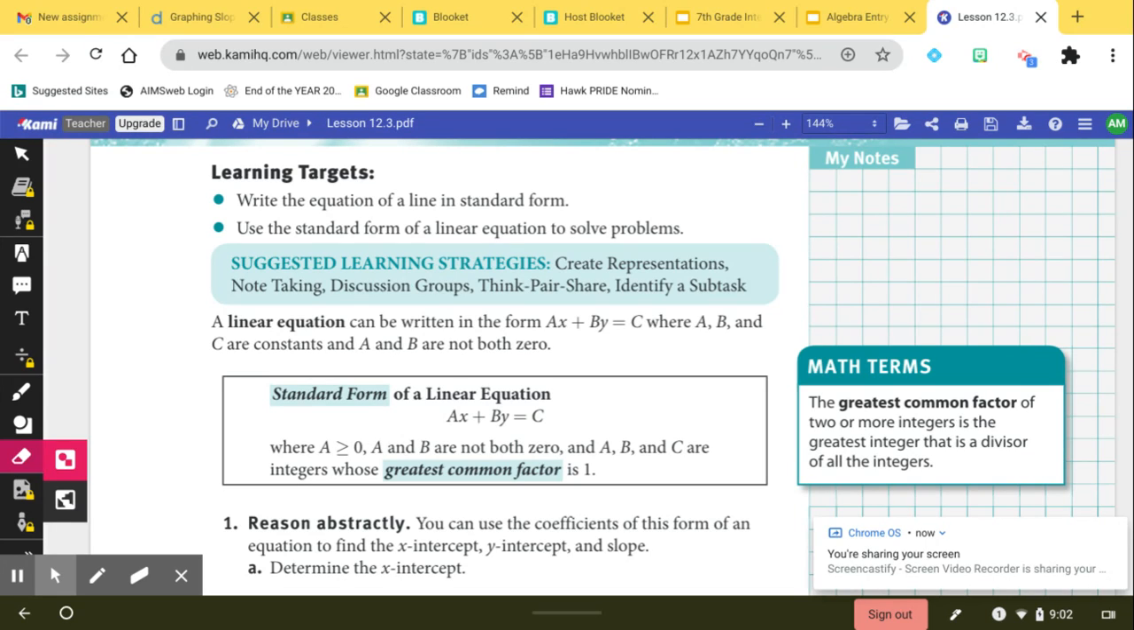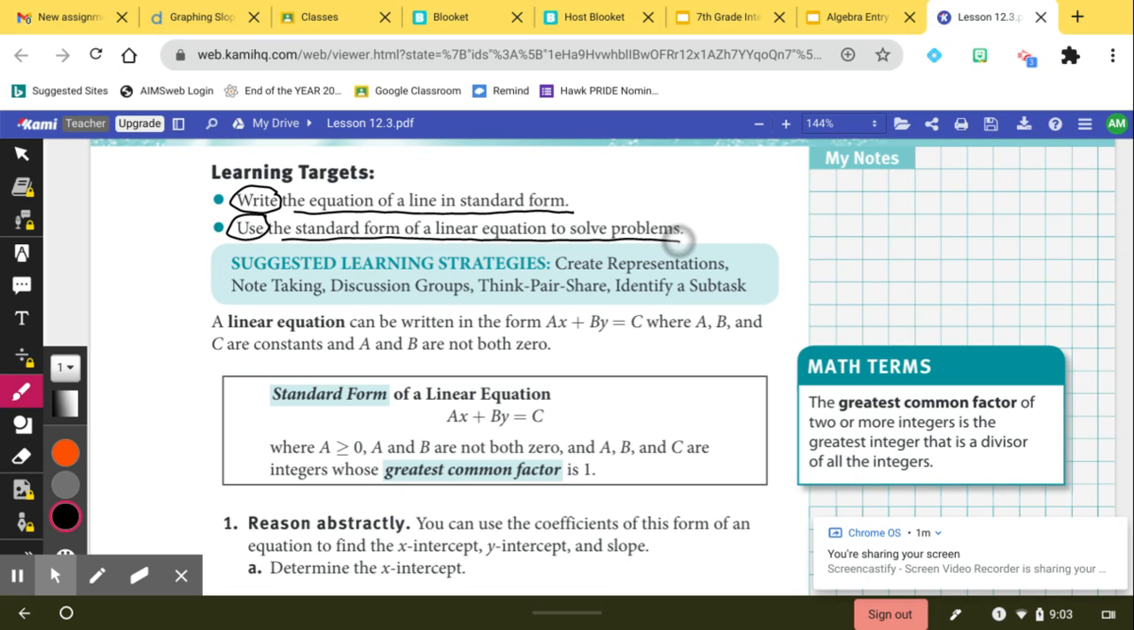What we're going to be learning today is standard form of a linear equation, and it's not as nice as slope-intercept form or point-slope form where it gives us information. We'll have to do some converting in order to use the standard form. We're only going to talk briefly about standard form because, again, we're going to do a lot of converting to slope-intercept form to use it. So our learning targets for today, we are going to be able to write the equation of a line in standard form, and we are going to be able to use the standard form of a linear equation to solve problems. So a linear equation can be written in the form ax plus by equals c, where a, b, and c are constants, and a and b are both not zero.